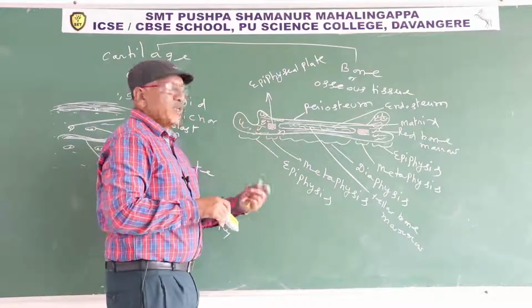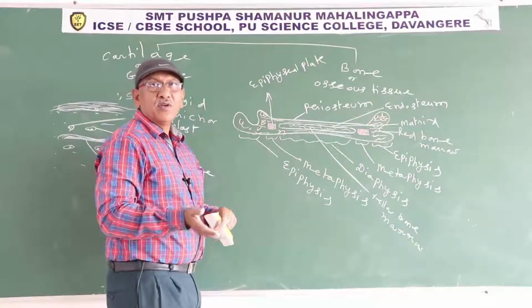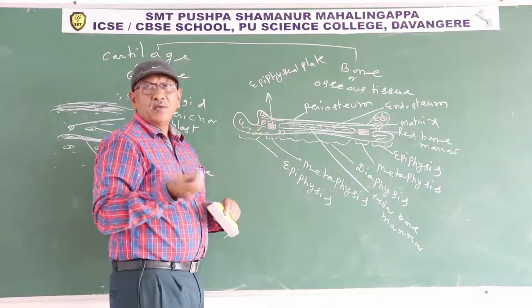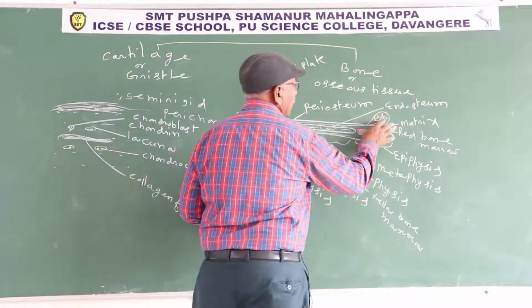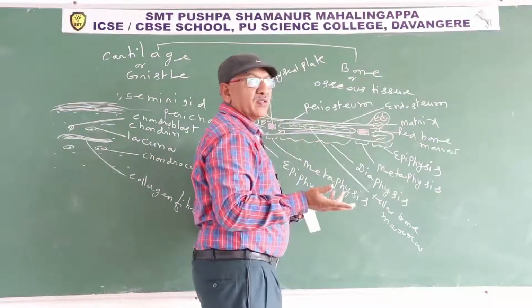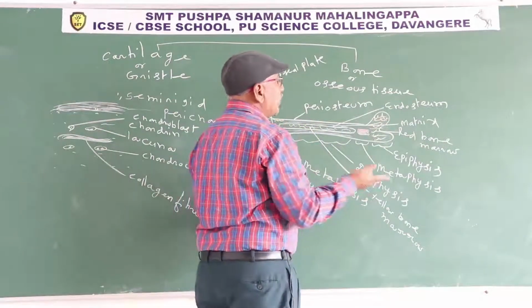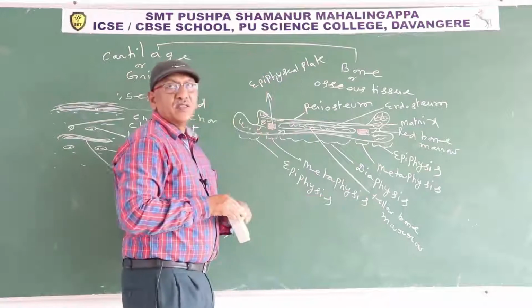The marrow cavity contains yellow bone marrow. Function of yellow bone marrow: it stores food material, adipose tissue only. Red bone marrow is present in the epiphysis and metaphysis in children; in adults, red bone marrow is present only in the epiphysis.